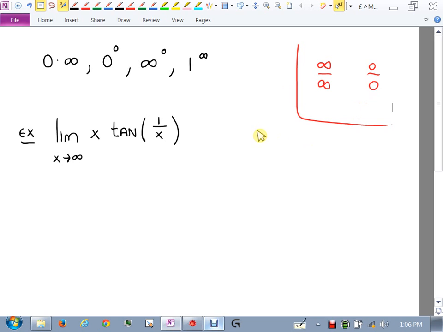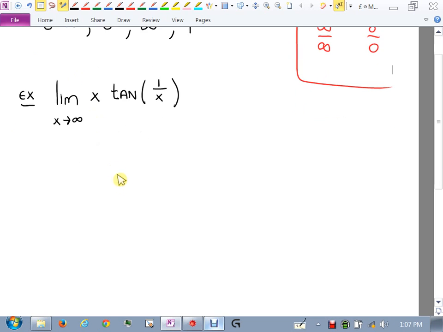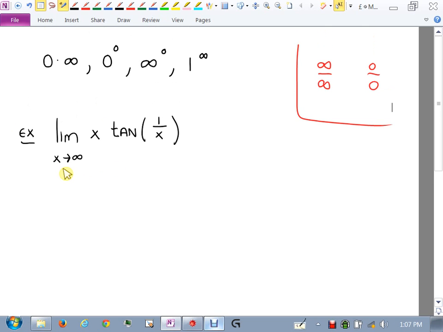And then the last problem I did was this type. I listed the types that we have not done yet. I listed them up here, and I'm going to go through these now. So 0 times infinity, we did do one of those last class, but I'm going to do another one just to kind of get us going again. So let's take a look at this limit right here. I have the limit as x goes to infinity of x times tangent 1 over x.